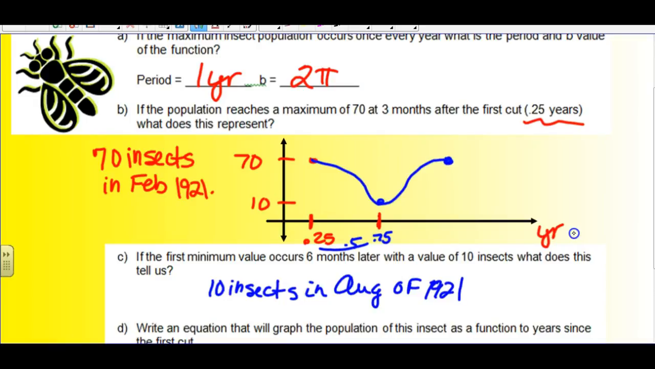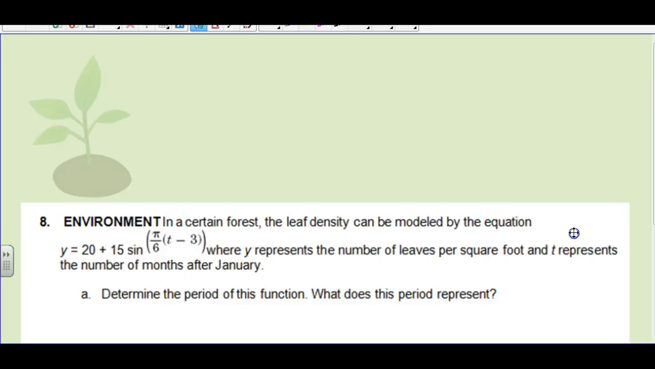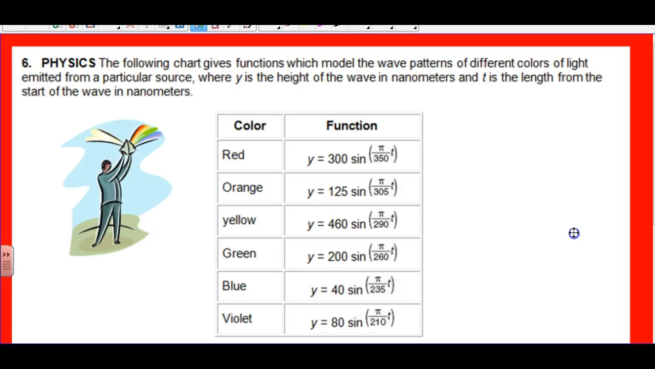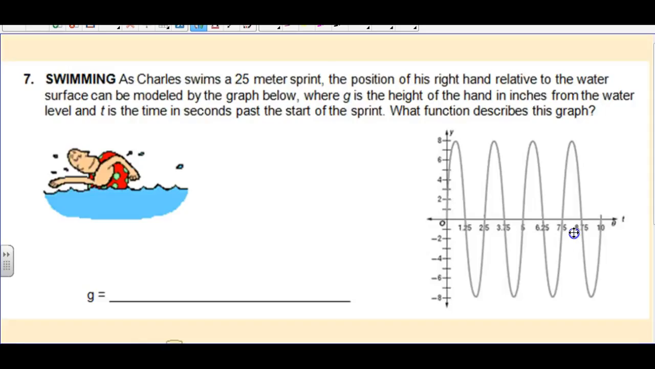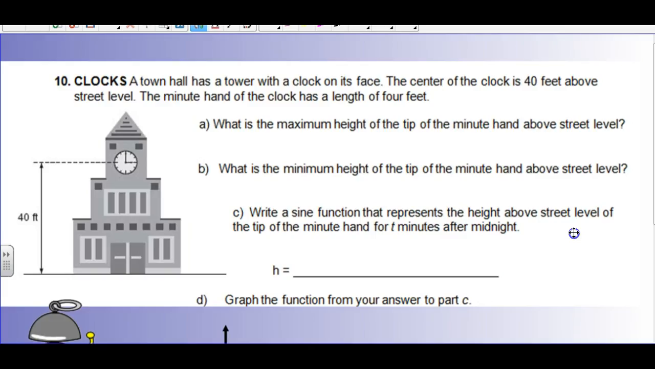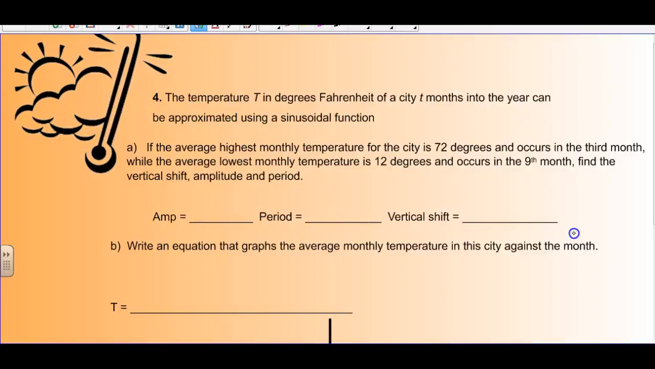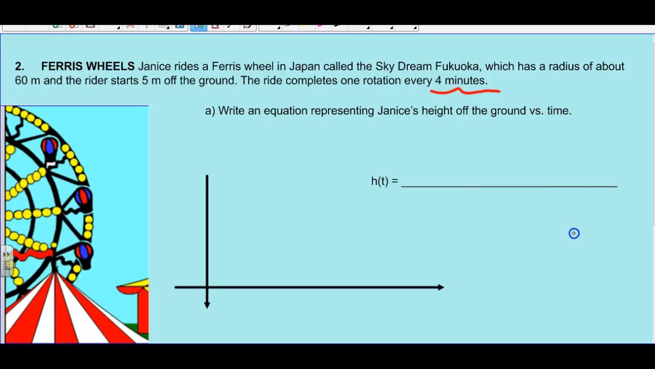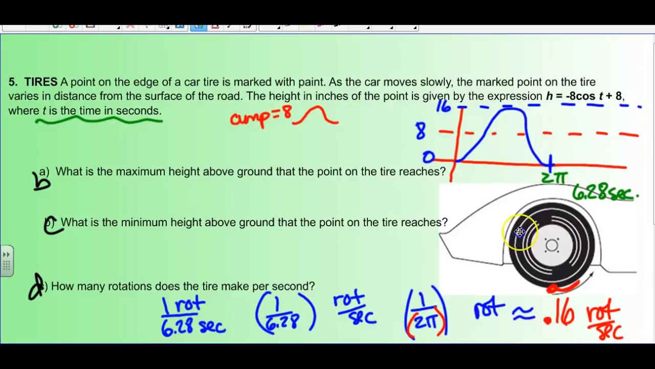Does anyone else run into a question? I feel like there's some like this that are actually in months instead of years. This one is in months, number 8. Is there another one? Maybe not. All right. Gonna quit recording here.